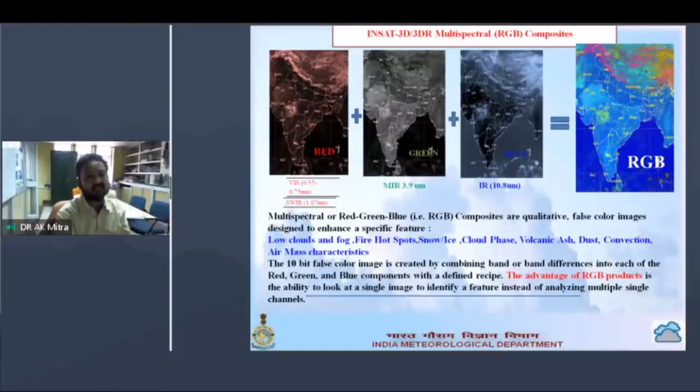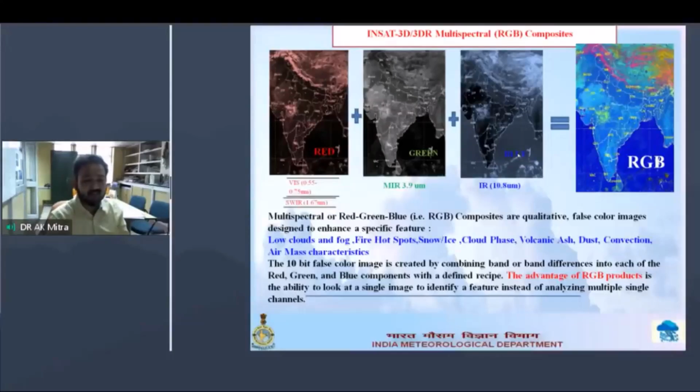events. Now this is one of the most important things we devised in the satellite meteorology division 4 or 5 years ago. That is the inception of RGBs, because as I mentioned, INSAT-3D and 3DR offer us a lot of facilities, particularly the MIR and SWIR channels. Through that we are merging them and producing one image that is called RGB. This RGB is a multispectral red, green, blue composite. They are qualitative, false color images, and now we are able to see low cloud, fog, fire, and particularly cloud phase, volcanic dust, convection, and many more things.